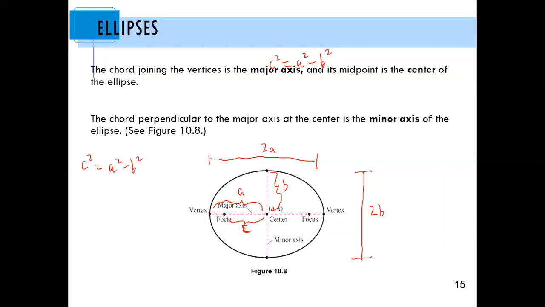Another way to say that is that A squared is equal to B squared plus C squared. Now, what does that remind you of? I'm trying to sort out why that would be true. A squared equals B squared plus C squared. What does that remind you of? Pythagorean theorem. And here's the truth of it: it is the Pythagorean theorem.